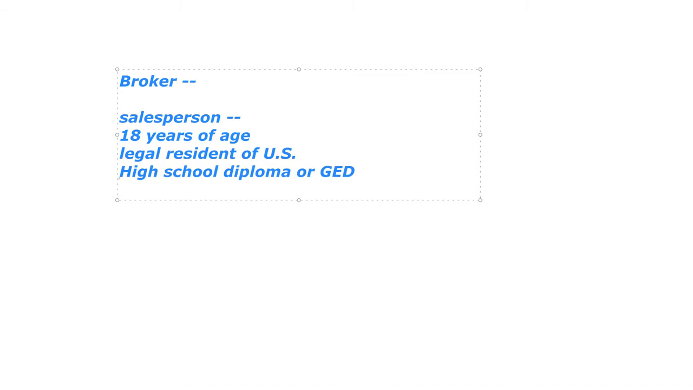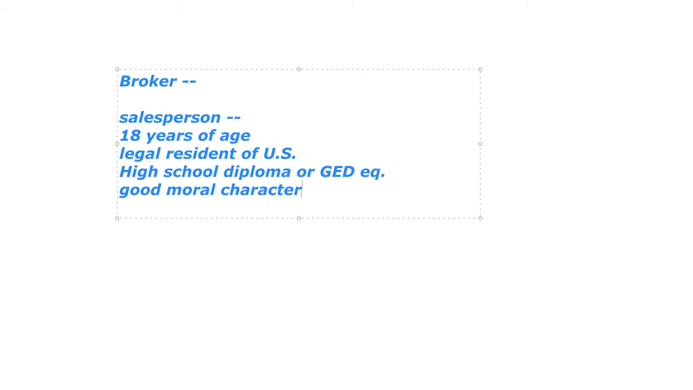Now, I'm going to tell you a couple things about these licenses. We also have another designation and a little bit of a breakdown when it comes to these two different types of licenses. First, the things that are the same for each one. You have to be 18 years of age. You have to be a legal resident of the United States, so not necessarily a citizen, but a legal resident. You must have a high school diploma or GED equivalent. You also have to have good moral character.